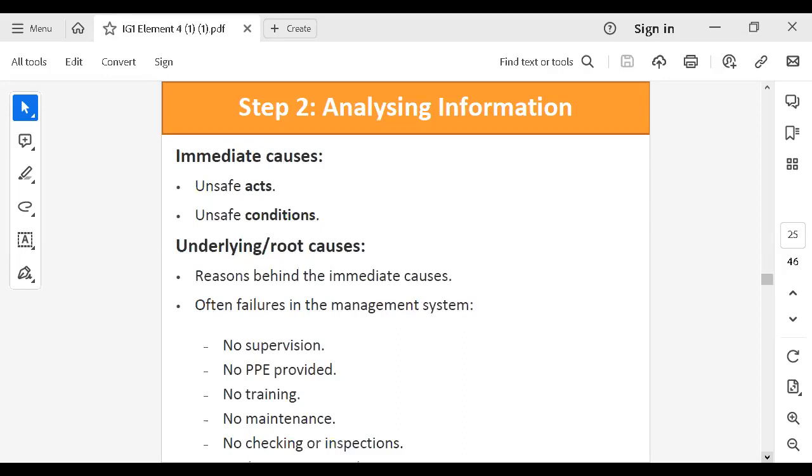When you gather the information, step 2, you will analyze that information. There are two types of information. One, immediate causes of the accident, and the other is the root or underlying causes. In immediate causes, you will check the unsafe act of the worker and unsafe conditions during the accident. And underlying or root causes are the reasons behind the immediate causes.